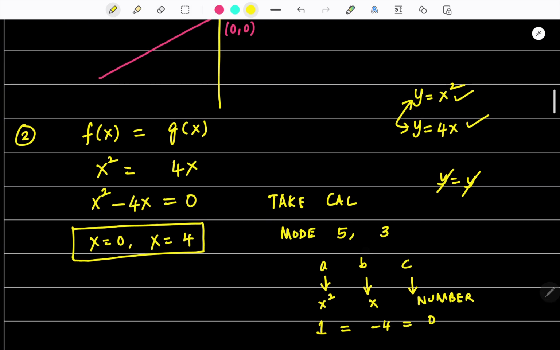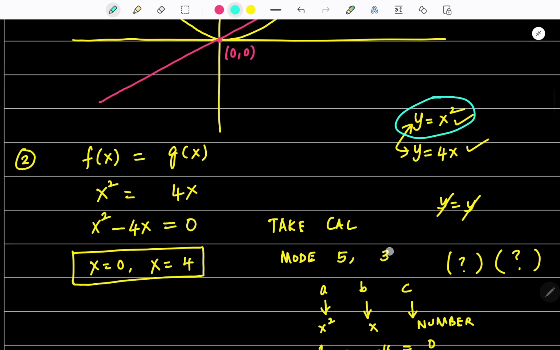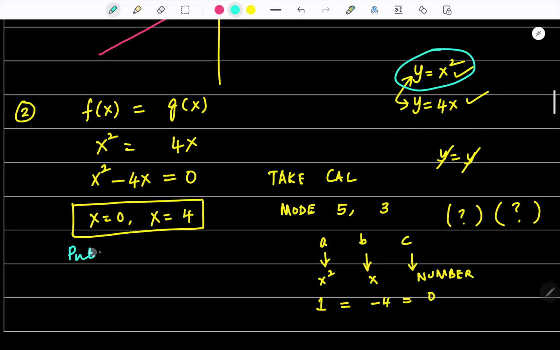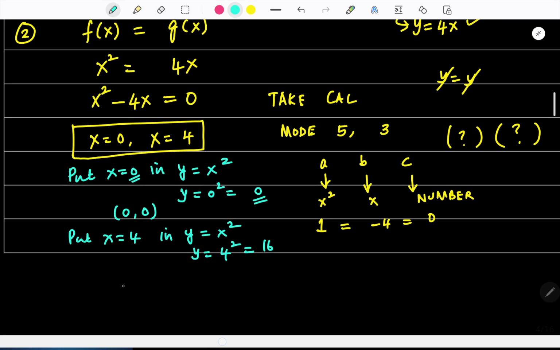We got it. Yes. But actually, we want the coordinates. Okay, right. So for that, you put it in any one equation. This is y equals x square, right? So put x equals 0 in y equals x square. So y equals 0 square, which is equal to 0. So x equals 0, y equals 0. So the point is what? 0, 0. Next, put x is equal to 4 in y equals x square. So y equals 4 square, which is equal to 16. So which is 4, 16. So this is the next point. So this is the first point and this is the next point.